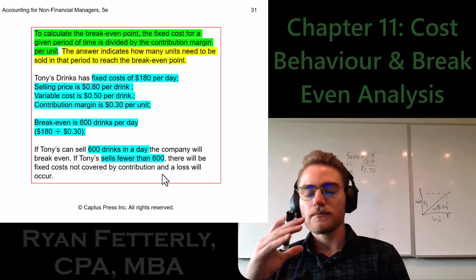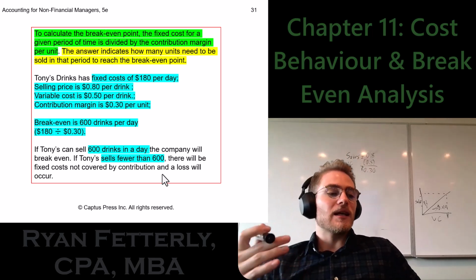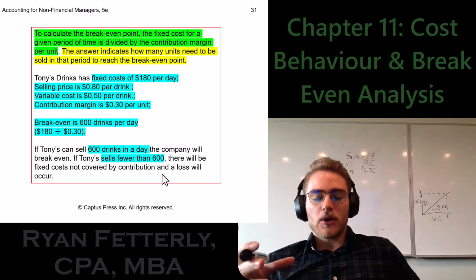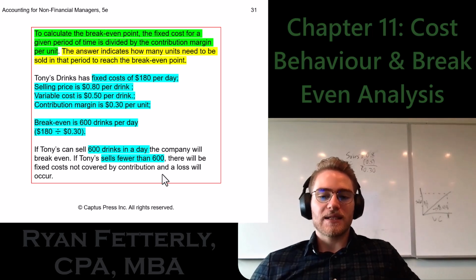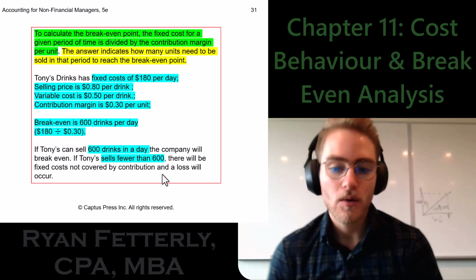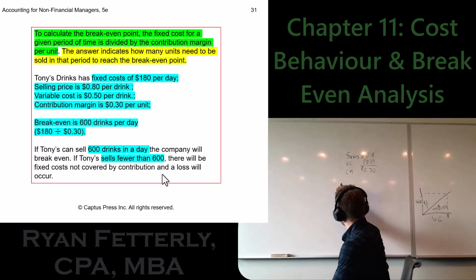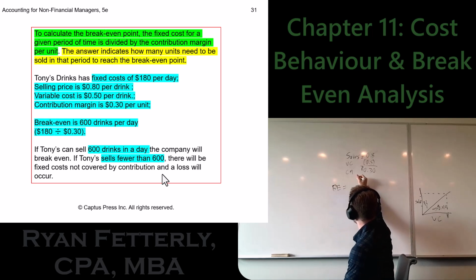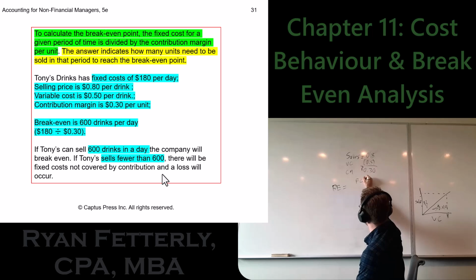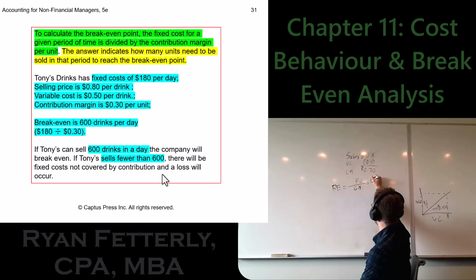Okay. He's selling each drink for 80 cents, and his variable cost is 50 cents per drink. So his contribution margin is 30 cents, as we established up here. So we're coming up with a break-even point of 600 drinks per day. What is that? Well, when we calculate break-even point, what we're actually doing is, our break-even point is basically equal to our fixed cost, FC, divided by our contribution margin. So in this case, our fixed cost is $180, right? And our contribution margin is 30 cents.